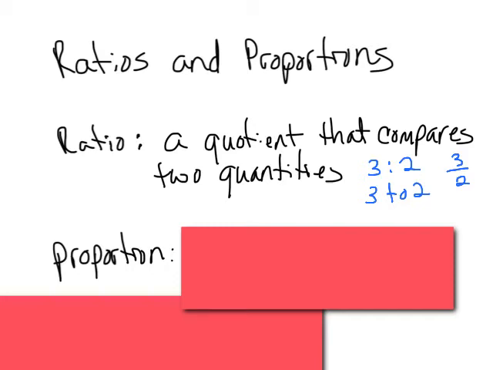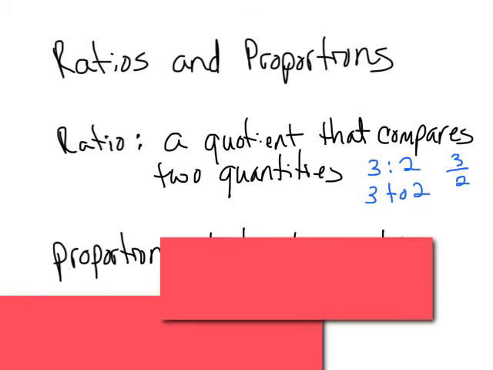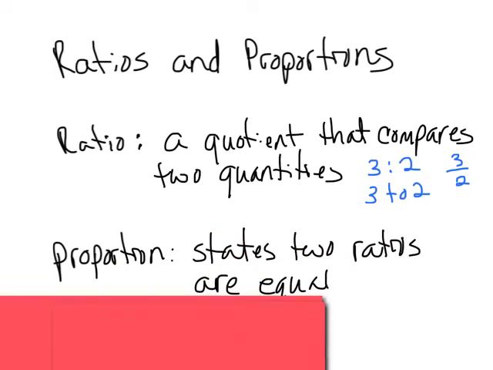A ratio is just something that compares two quantities, and a continuous ratio can actually compare more than two. For right now, we're just going to review comparing two quantities. A proportion is an equation. It states that two ratios are equal. An example of a proportion would be 3 over 2 is equal to x over 4.